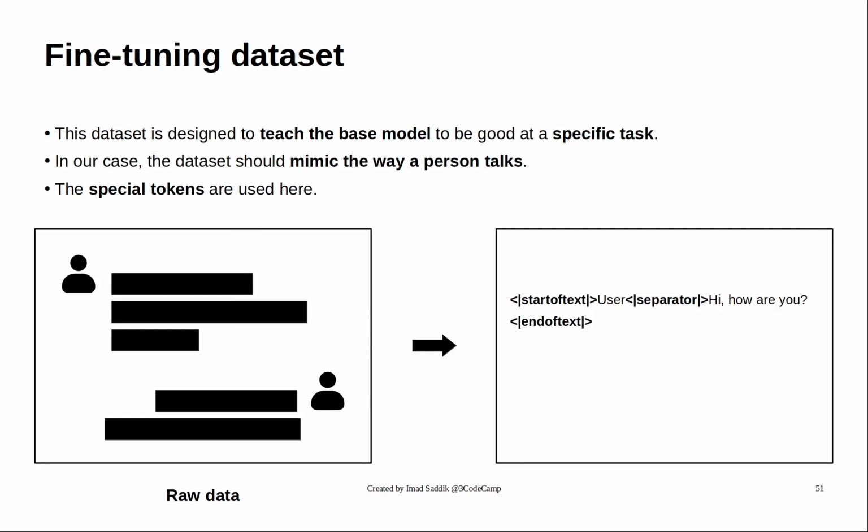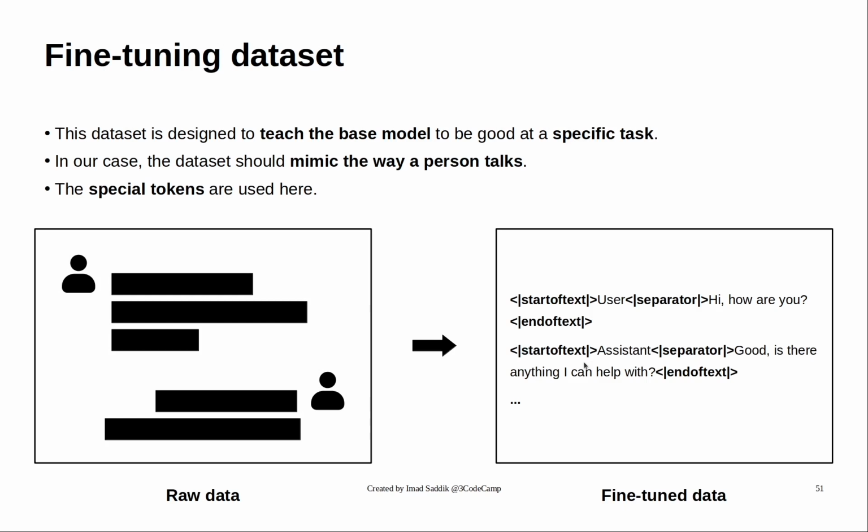We start with the start of text token, and then we put the role, in this case user. We put the separator token, and after that, we put the user message. And finally, to finish the turn, so this is the user turn, we add the end of text token. And we repeat the same thing, but this time for the other person that responds to the user. We will consider this as the answer that the assistant should produce. We repeat the same process for the rest of the conversation, and at the end, we form our fine-tuning data.